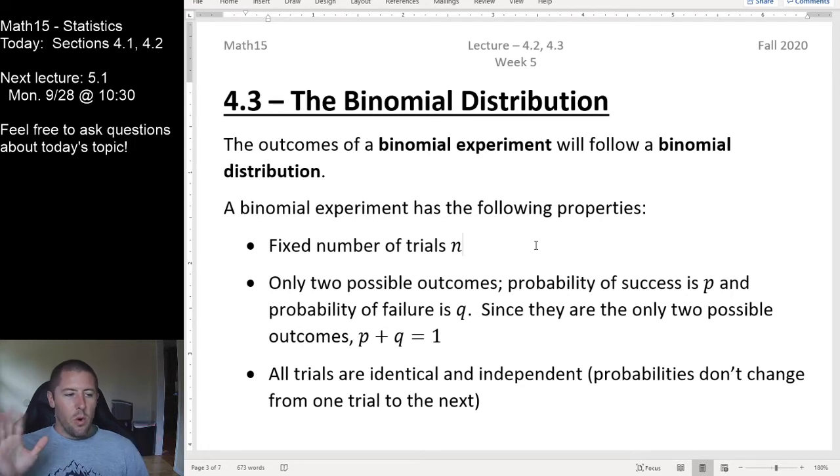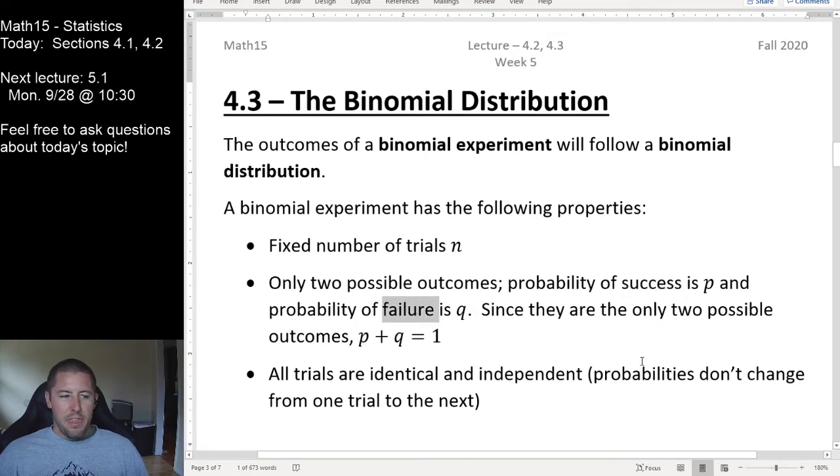It rained today or it didn't. You're a male or you're a female. You have cancer, you don't have cancer. There can't be a third choice. In that case, we're not talking about binomial distribution stuff, right? So only two possible outcomes. We generally define these to be success and failure.